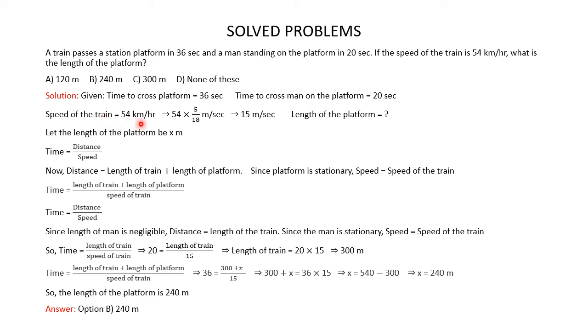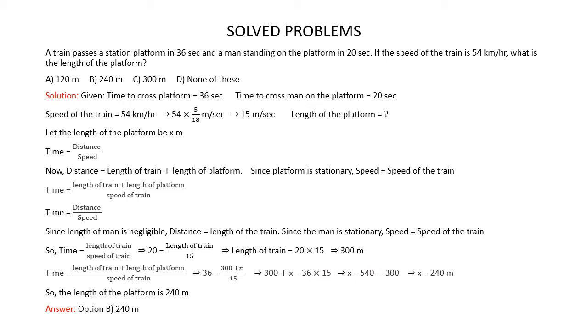Since all the options are given in meters, let's convert this kilometers per hour to meters per second. To do that, we have to multiply this with 5 by 18. So 54 kilometers per hour is nothing but 54 multiplied by 5 by 18 meters per second, which on solving will give us 15 meters per second. So speed of the train is 15 meters per second. And we are asked to find the length of the platform.